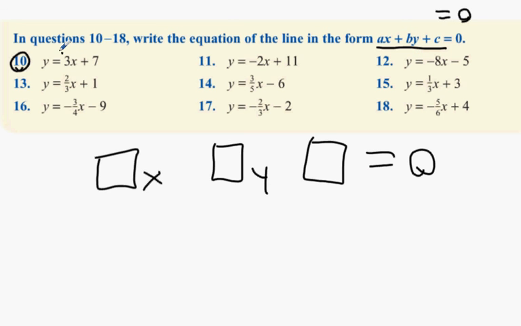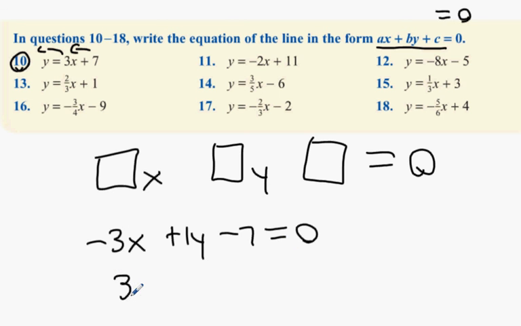In question 1, bring the 3x over and bring the 7 over. x leads, minus 3x. y is in second, and then 7 comes third. That is one acceptable answer worth 10 out of 10. What's the other answer that's worth 10 out of 10? That's the other answer. Both answers are worth full marks. Is that right? That's it.